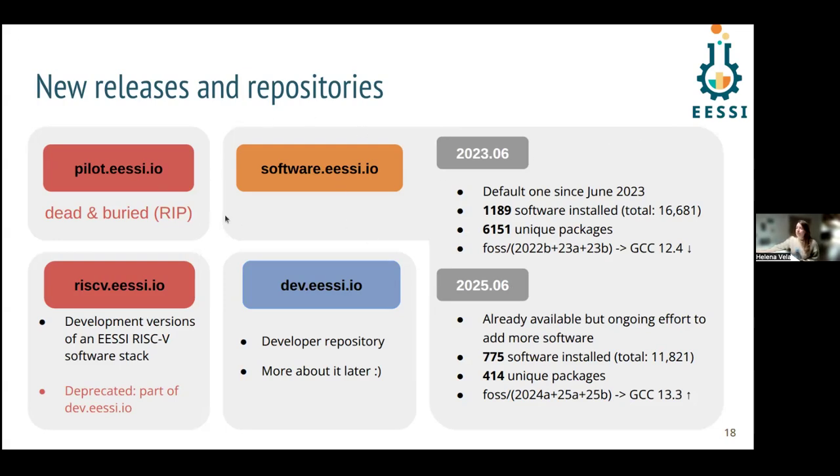If you try to scavenge the documentation, you might find something about the pilot one, but that's dead and buried, so we don't care about it. There's the RISC-V one also, which used to exist separately, but now it's part of dev.eessi.io, which is the developer repository, but I will talk to you about that later.